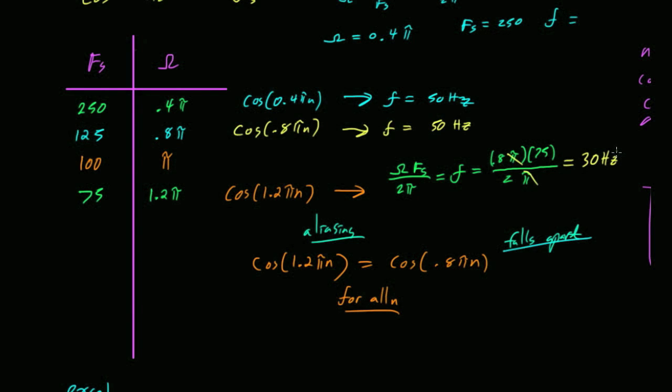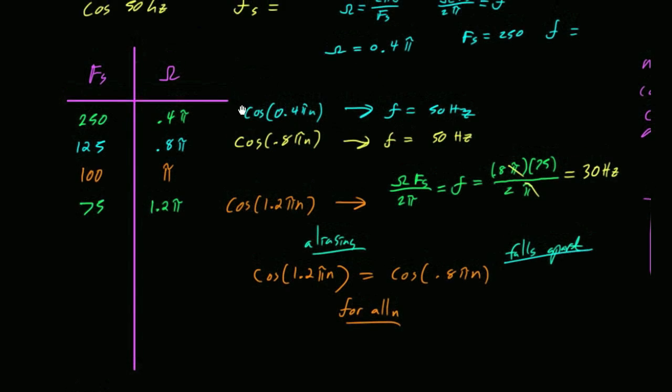Do you see what the problem is? Let's back up. I took a 50 hertz cosine. I sampled it at 250 hertz. I said, hey, I've got this discrete time signal with this frequency. What was the original cosine? Well, I applied my formula, worked my way back, and got 50 hertz. That's correct. That's good. That means that 250 hertz is enough samples to accurately capture my 50 hertz cosine.